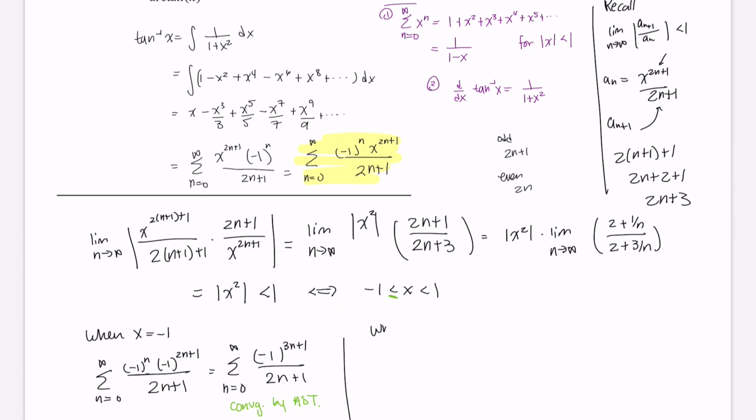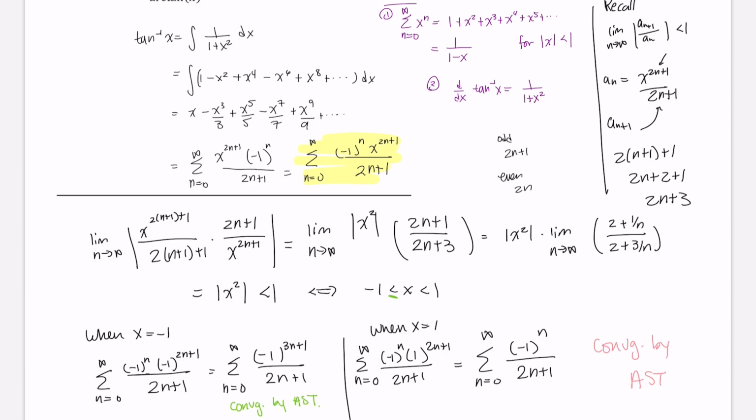Okay, so now let's look at the other case. When x equals 1, we have the sum from n equals 0 to infinity of -1 times 1 to the 2n plus 1. I forgot my n here. So this is the sum from n equals 0 to infinity of -1 to the n over 2n plus 1. And again, this one also converges by the alternating series test. Okay, so our interval of convergence is that the absolute value of x is less than or equal to 1, and our radius of convergence is just 1.